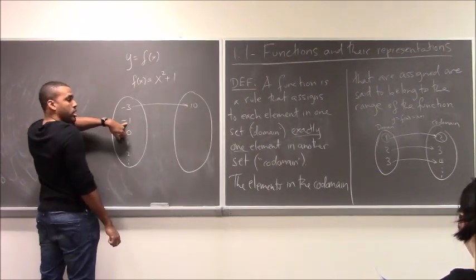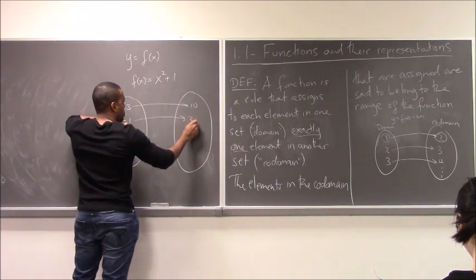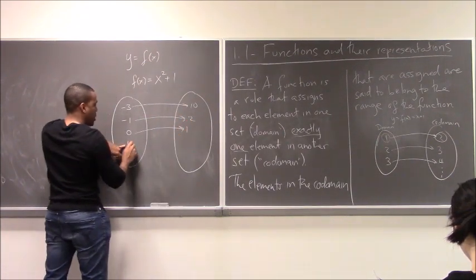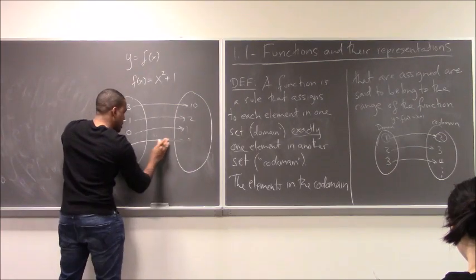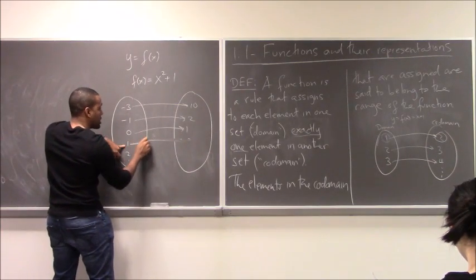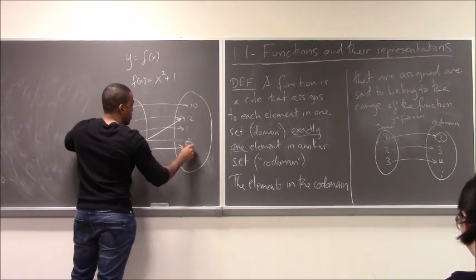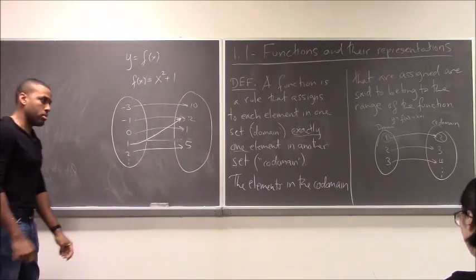If I square 1 and add 1, that will bring me to 2. If I square 0 and add 1, that will bring me to 1. If I square 1 and add 1, that will bring me to 2. And if I square 2 and add 1, that will bring me to 5. That's another example of a function.